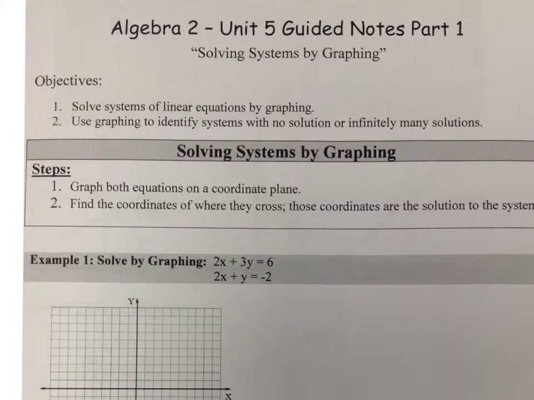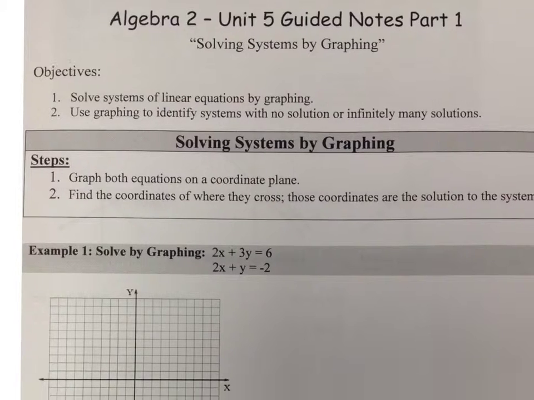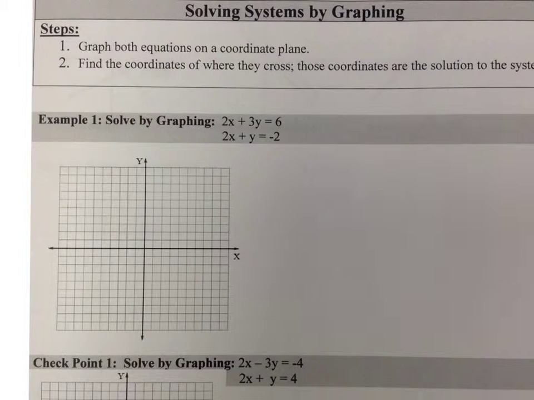When you solve a system by graphing two equations, you graph both equations in the coordinate plane, and then you find the coordinates where they cross, and those coordinates are the solution to the system. And that's basically all you're doing. You're graphing two lines, finding out where they cross. So let's look at the first problem, example 1.